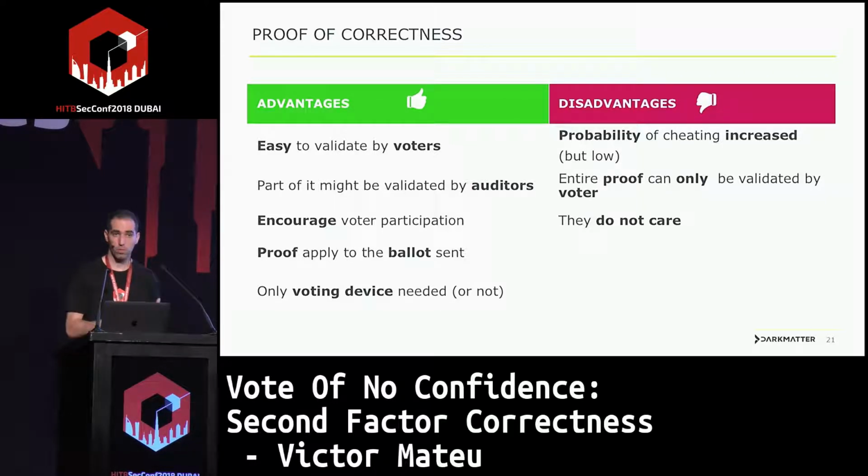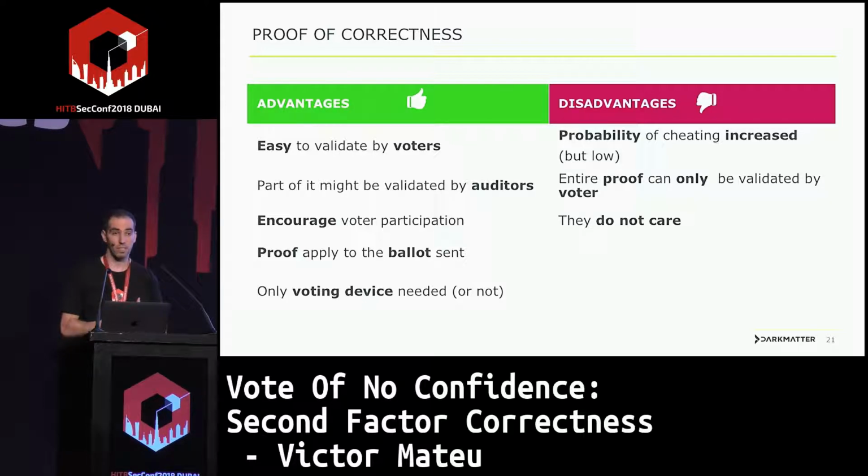The proof applies to the ballot. So the ballot sent is the one that contains the right option. It's not like in the past where you just gain trust on the device. In this case, you know for sure that the message is right. And it only requires one voting device unless you count the paper, because you need a paper. You could have also a second device which has all the list, but with a paper is enough. So that's very good from the voter's perspective.